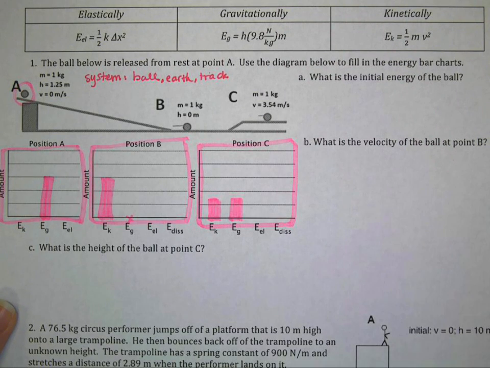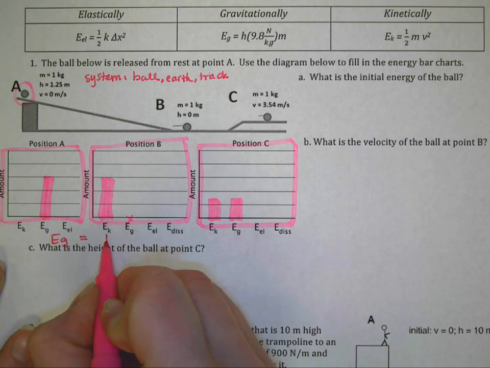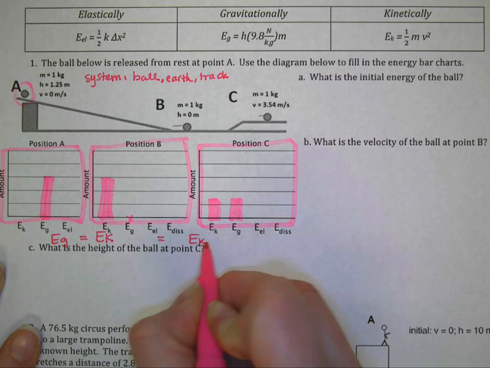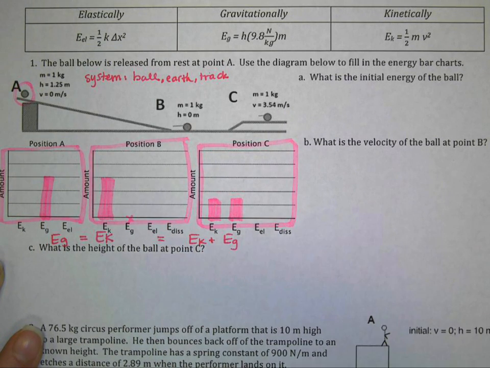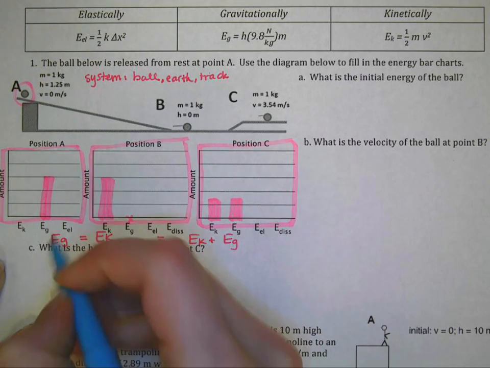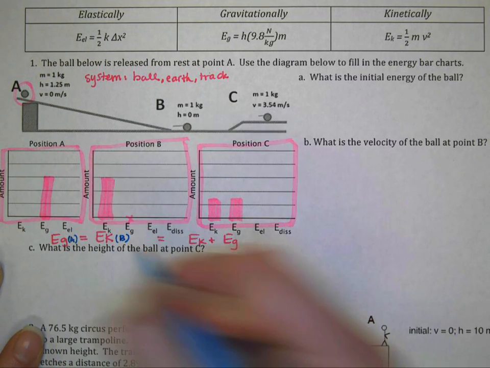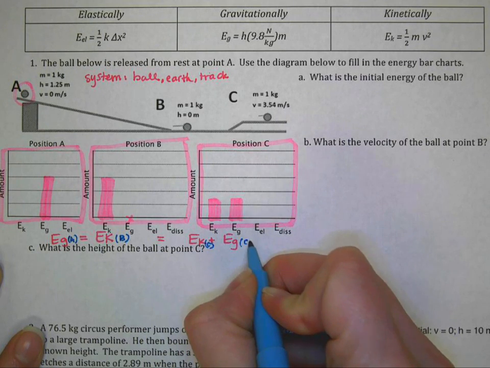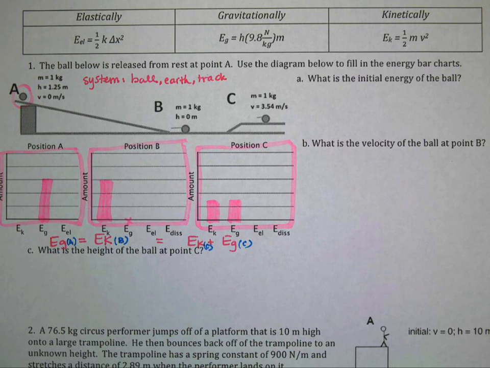You can write that out like EG is equal to EK, which is equal to EK plus EG. Now that might look kind of funny. We might want to add in something like EG at position A is equal to EK at position B, which is equal to EK at position C plus EG at position C. So just getting that idea in our head.